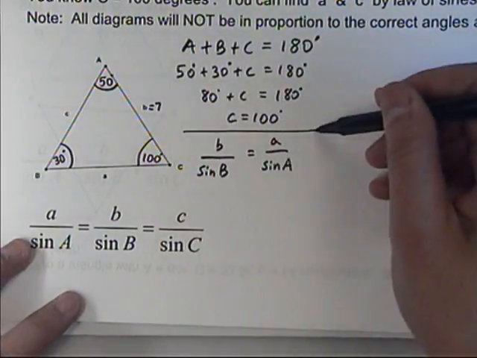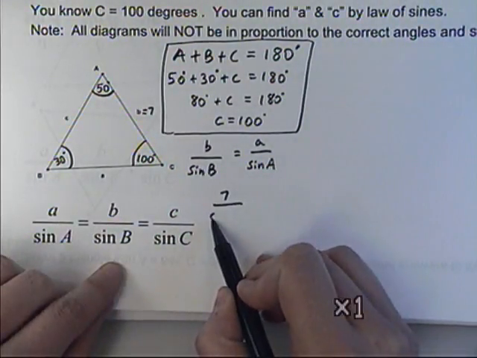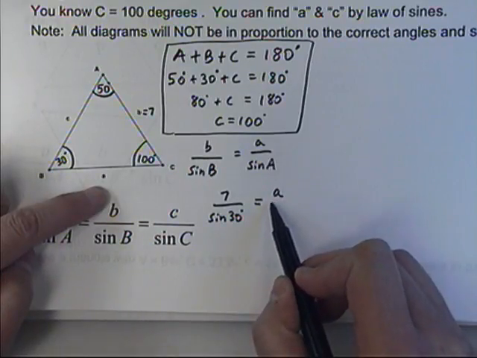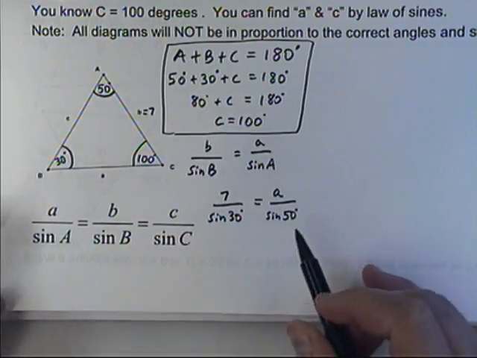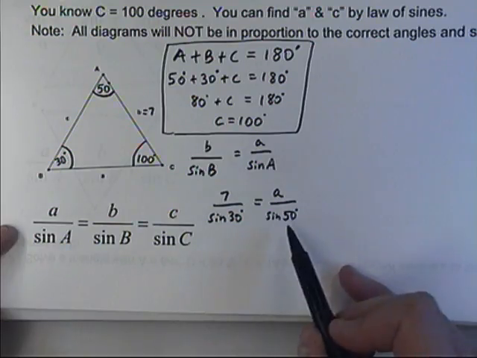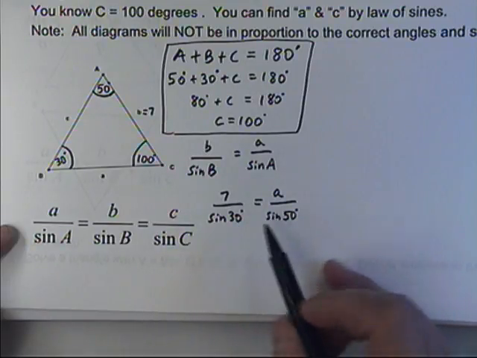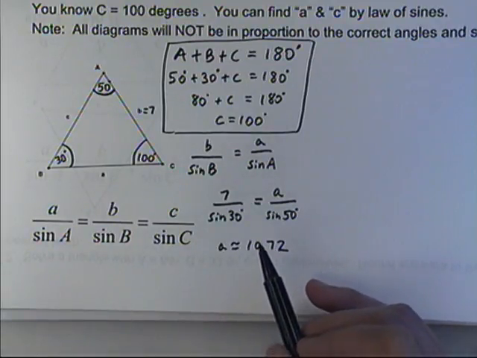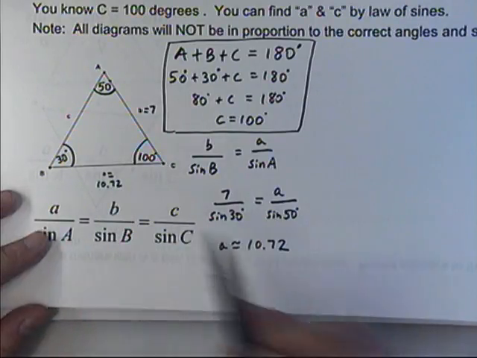Okay. So, if I start substituting here, side B is 7. That's over the sine of 30 degrees. And that equals side A, which I don't know, over the sine of angle A, which is up here, sine of 50 degrees. So, what I would do is I would multiply on both sides by the sine of 50, or I could just find all the decimals and cross-multiply and find A. One way or the other, I would get A being approximately 10.72. So again, I like to label everything. So side A equals about 10.72 centimeters long.